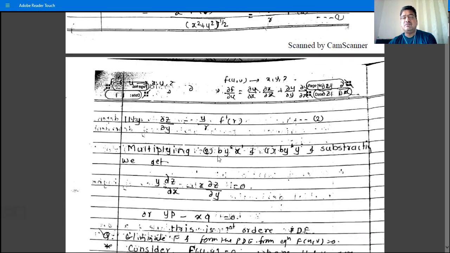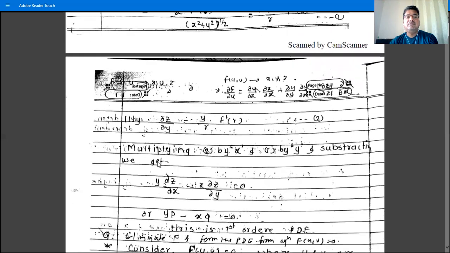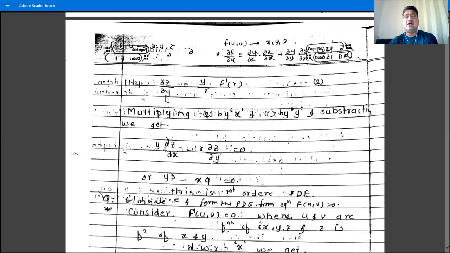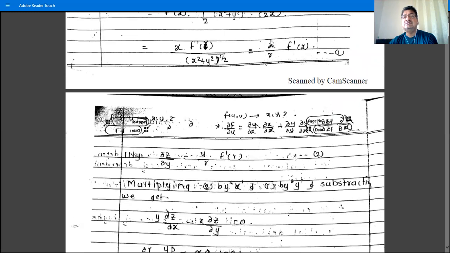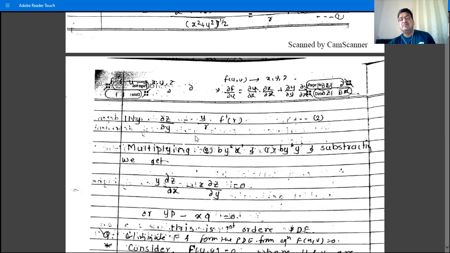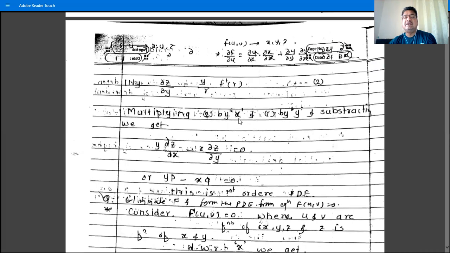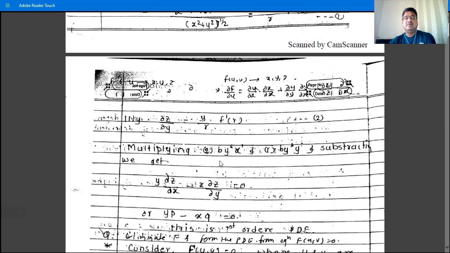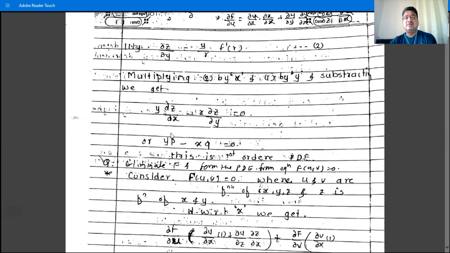Then multiplying equation 2 by x and 1 by y and subtracting, what do we have? y ∂z/∂x minus x ∂z/∂y is equal to, then this value is what? xy by r f'(r), and minus xy by r f'(r) becomes 0. So multiplying equation 2 by x and 1 by y and subtracting, we have y ∂z/∂x minus x ∂z/∂y is equal to 0. And this is in another form, yp. Small p is ∂z/∂x, and small q is ∂z/∂y. So yp minus xq is equal to 0.